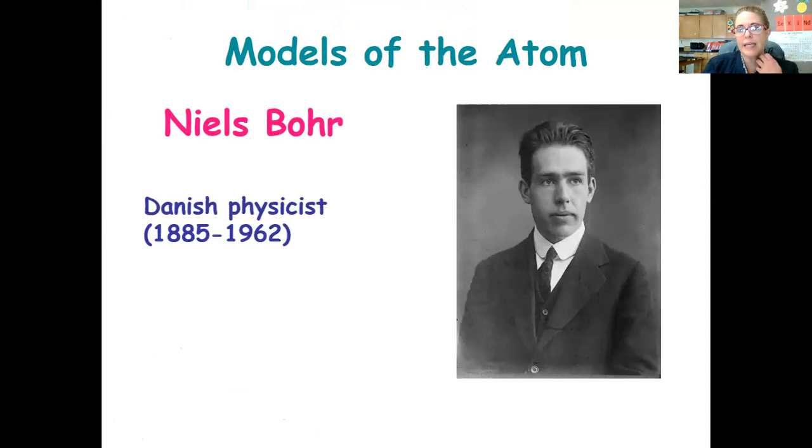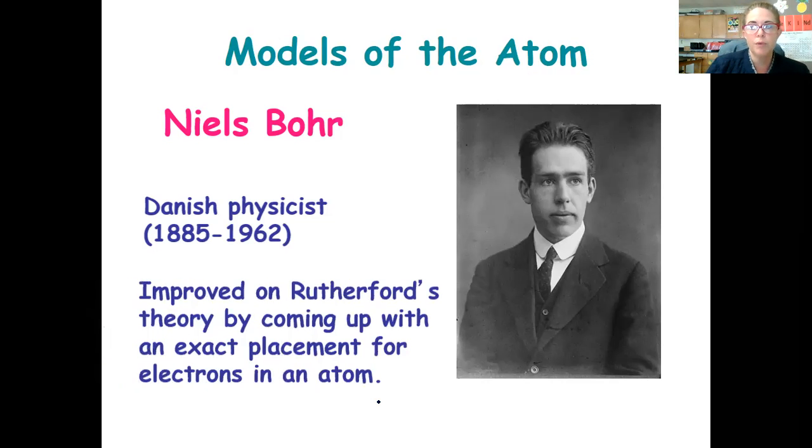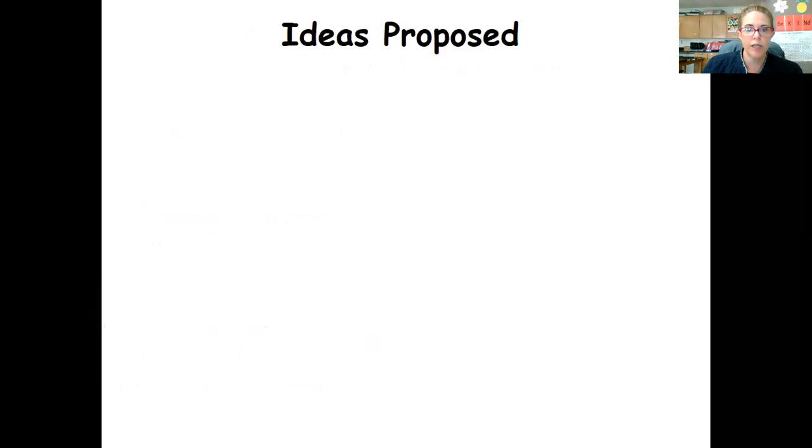Niels Bohr is a Danish physicist, his birth and death. So we have a lot of World War II era science going on, nuclear, the race for the atomic bomb. Niels Bohr was part of that cohort. So he improved Rutherford's model by coming up with an exact placement for the electrons in the atom. And he did this with a fair amount of math. And so this is the dawn of what we call quantum theory or quantum chemistry.